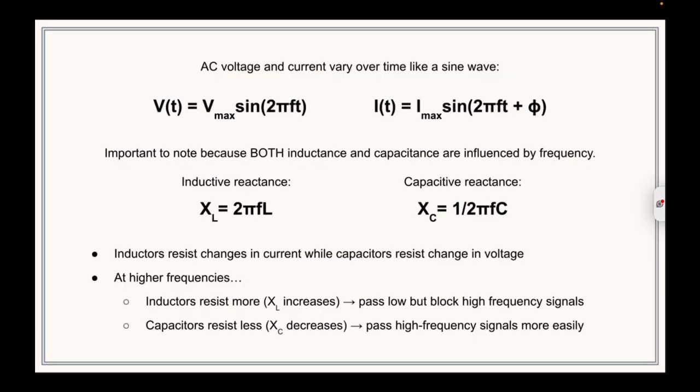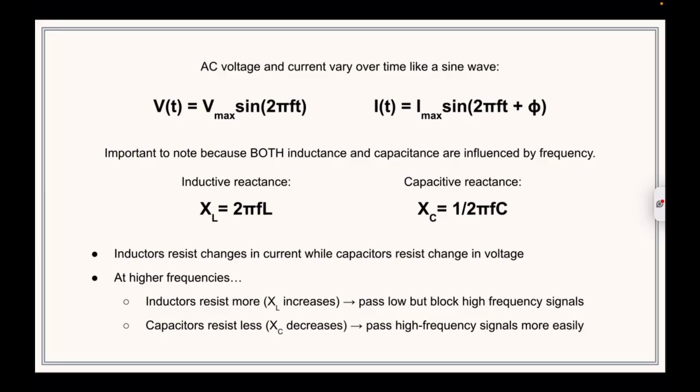The two equations above describe voltage and current as sinusoidal signals in a circuit. The 2 pi radians is equal to one full wavelength of 360 degrees, and the 2 pi f is called the angular frequency and is in units of radians per second, telling us how fast the wave cycles. We also see the symbol for the phase angle, telling us how much the current is shifted in time compared to the voltage. Inductors resist changes in current while capacitors resist changes in voltage.